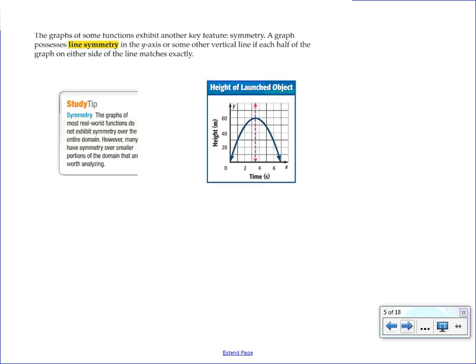The graphs of some functions will show you other key features. Another one that it shows you is symmetry. Everybody remembers what symmetry is? So if a graph possesses a line of symmetry, it will possess a line of symmetry on the y-axis or on some other vertical line. Here we have symmetry, and what it means is that this line is the same on this half as it is on this half, right? They're symmetrical across this axis.